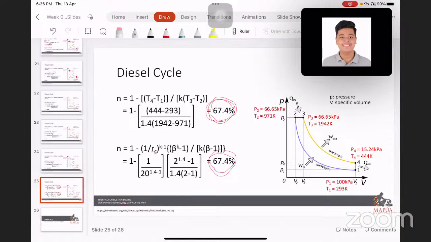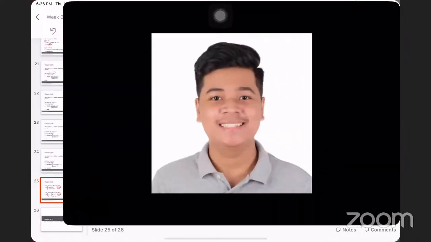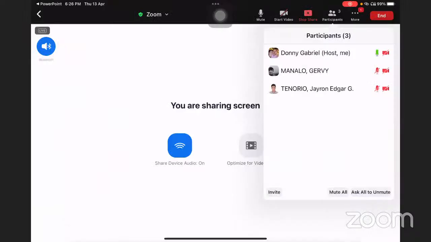Question po. Wala. Let me stop my screen share. Stop screen share. All right. Any more question? Engineer Tenorio, Engineer Manalo?